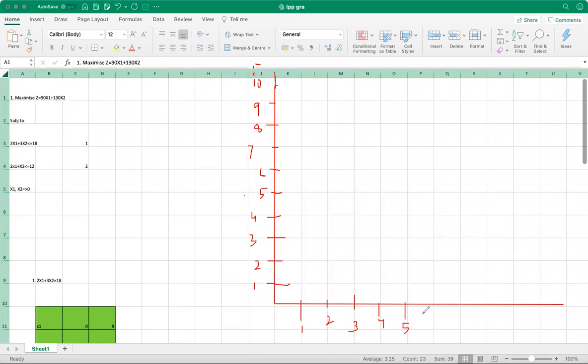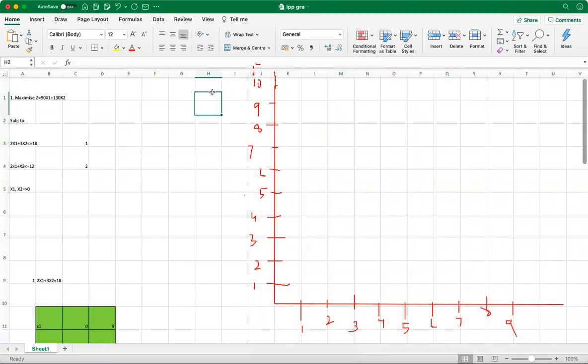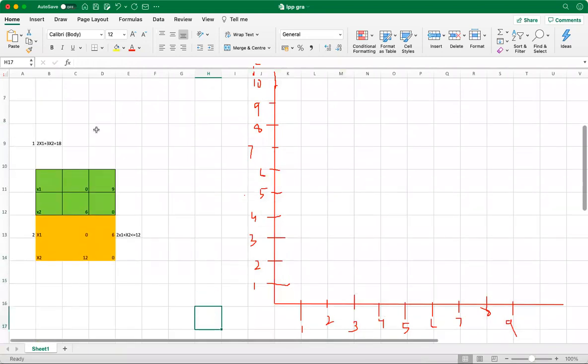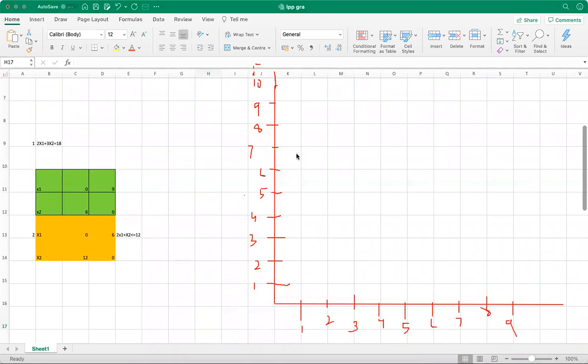5, 6, 7. Okay? Now it's going to be first line is 0 and 6, 9 and 0. Okay? So it's going to be 0 and 6. 9 and 0. बराबर?